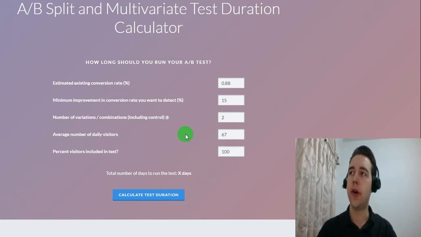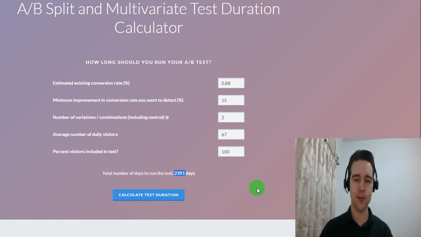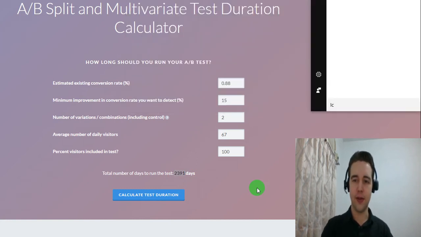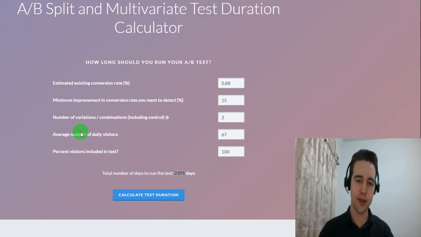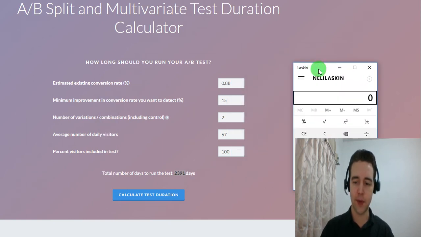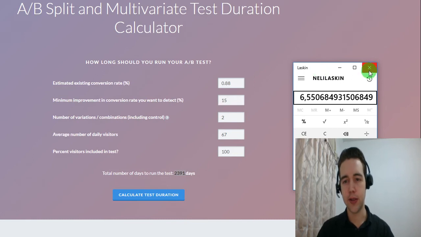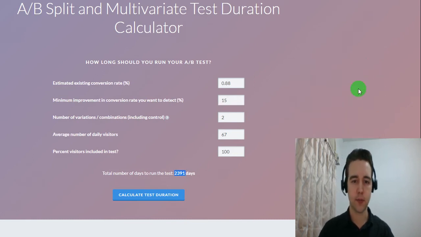And we are including every visitor into the test. So for us to get truly significant scientific data, we would need to run this test for 2,391 days. And yeah, that's not a mistaken calculation. It's just the fact that this split test can take a really long time to run. So that would be 6.5 years. Now, there is a better part of this though.